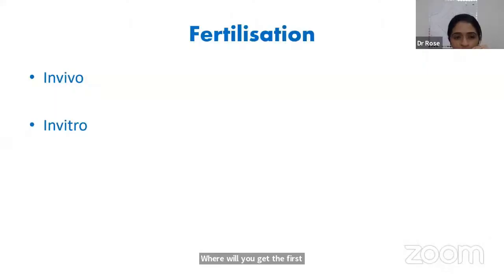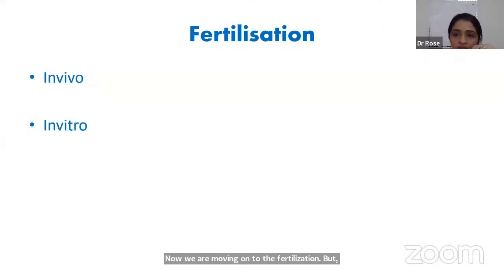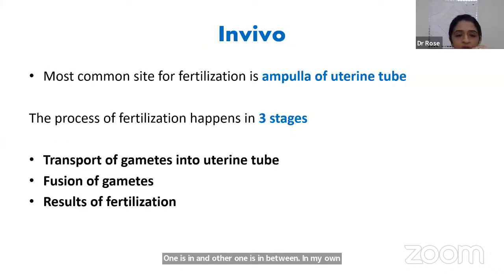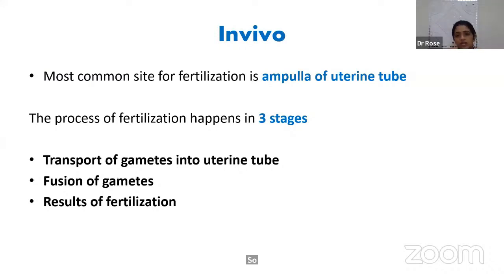Now we are moving on to fertilization. As you know, there are mainly two types: one is in vivo and the other is in vitro. In vivo fertilization is the normal type of fertilization which happens in the body. In vitro means outside. In vivo, the commonest site for fertilization is the ampulla of the uterine tube.